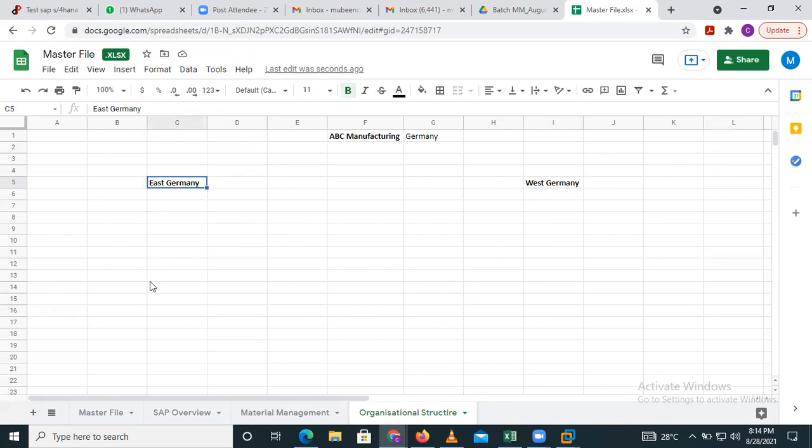Okay. Now, ABC Manufacturing in East Germany has two plants. One is in Berlin, one is in Halle. So these are the manufacturing facilities.